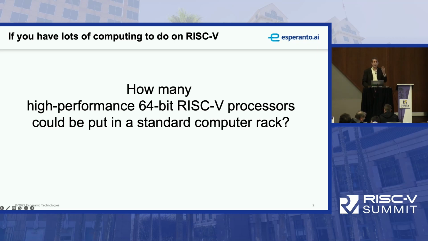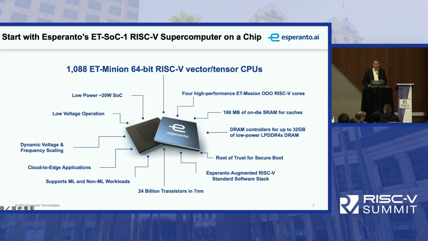Well, it helps to start with more than one core on a chip, and what Esperanto has implemented is a chip with over 1,000 RISC-V cores on a chip. And these are not little embedded 8-bit cores. These are full 64-bit RISC-V instruction set cores, along with a 512-bit vector unit on every single one of those 1,000 cores on a chip.